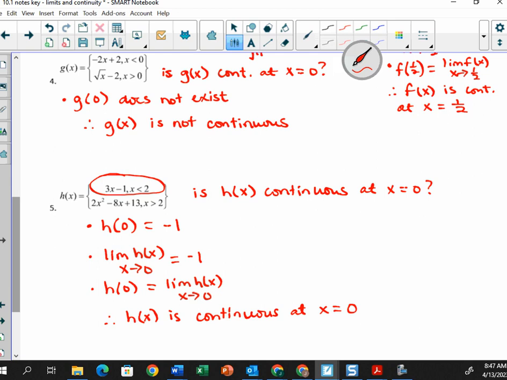All right, guys, questions so far? So 3x minus 1, that's what the graph is, right? So -1, 3 over 1, and let's see.